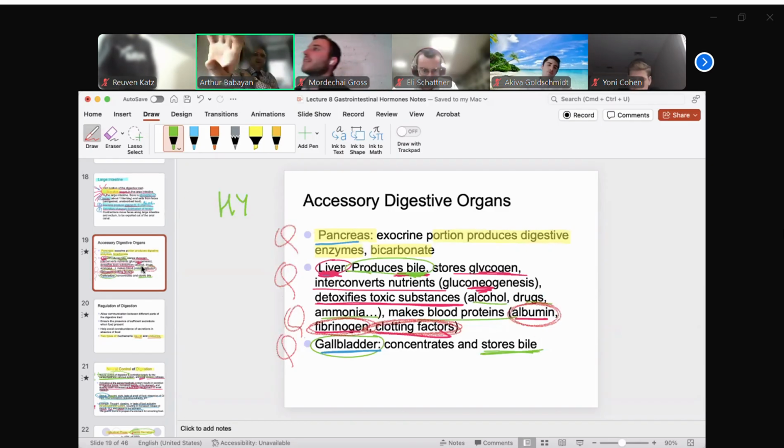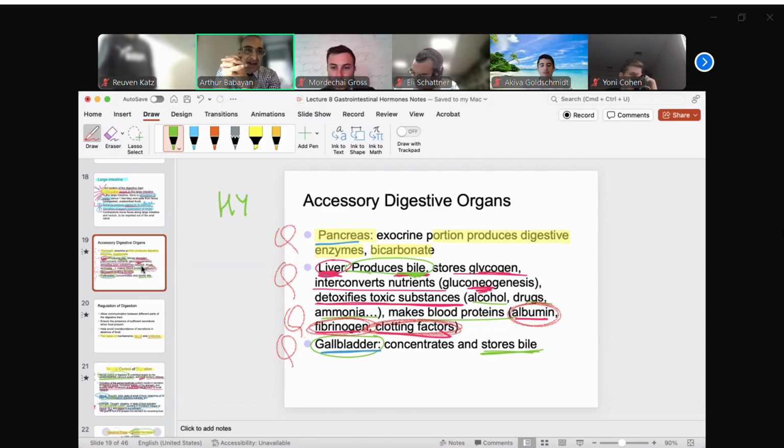Accessory digestive organs: the pancreas. The exocrine portion produces digestive enzymes and bicarbonate. The liver produces bile, which we already mentioned. It stores glycogen and processes gluconeogenesis, an MCAT exam and DAT exam question.